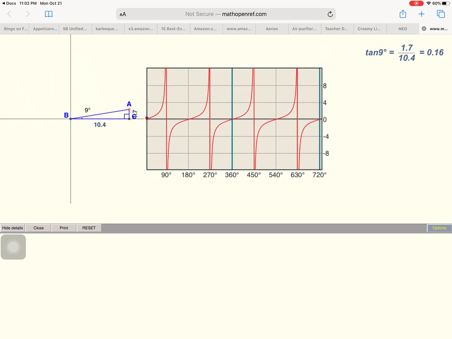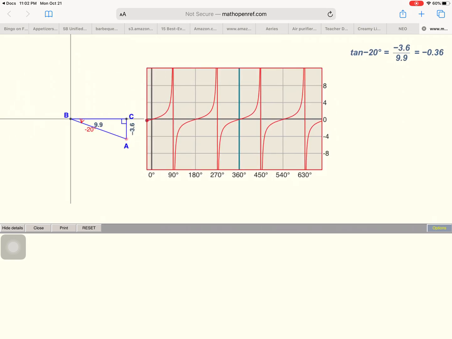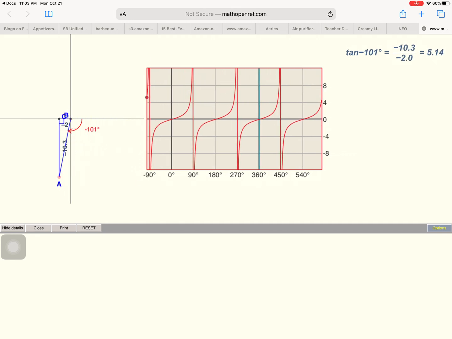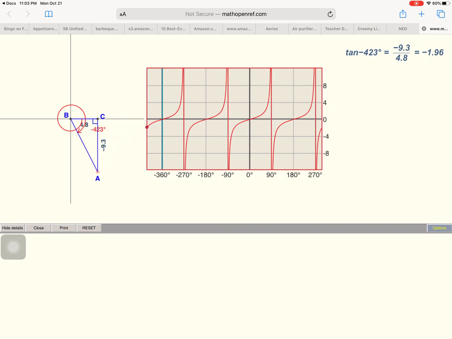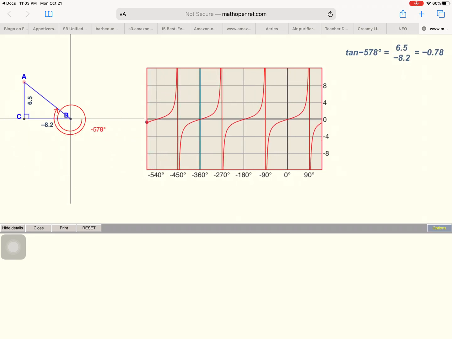So we kind of started here, but if I do negative angles, what will happen is we get a negative over a positive, so we're negative, and then you can just keep going. And you'll generate all portions of the tangent graph. So I wanted to give you that visual of how tangent is actually created.